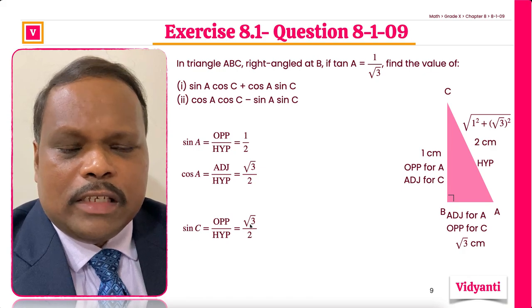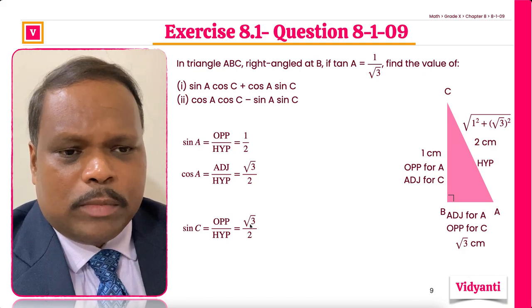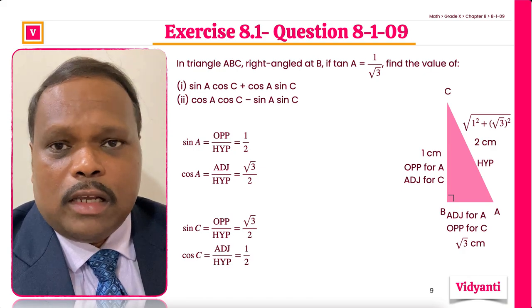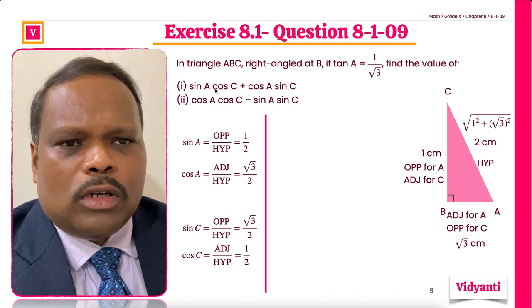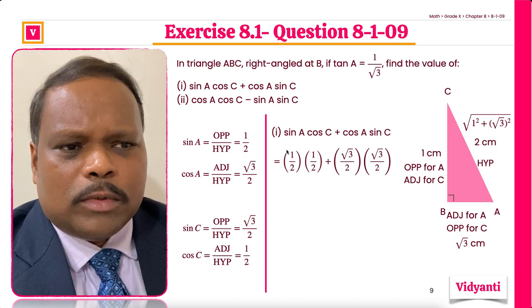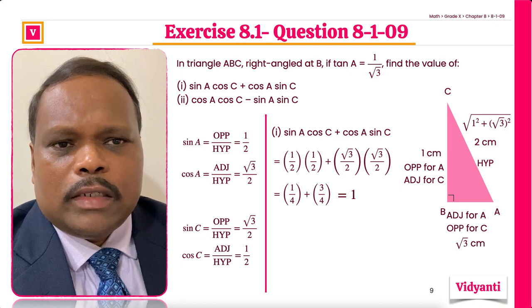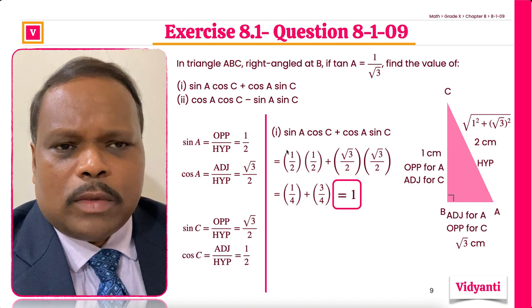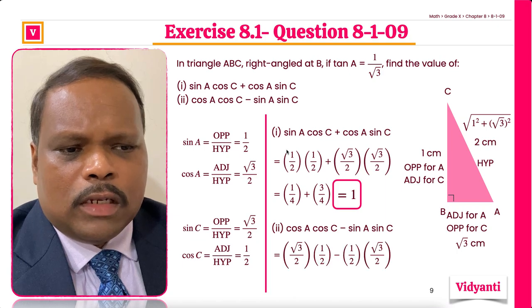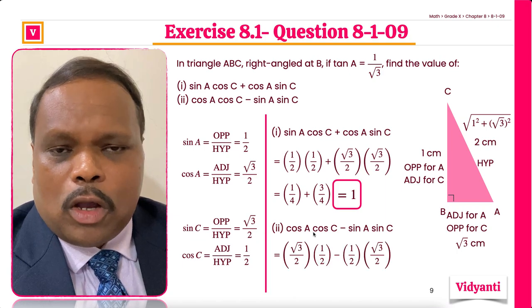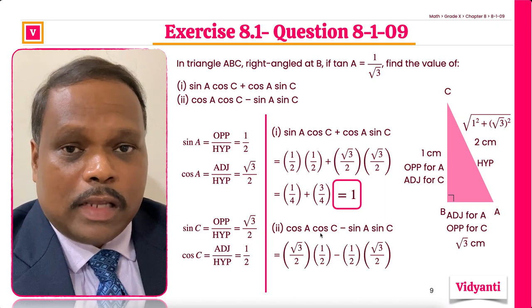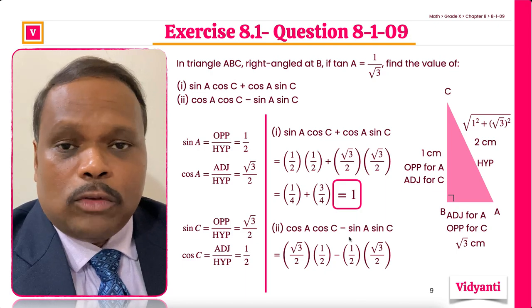Similarly, sine C, which is the other angle, they will simply flip and that will come out to be exactly opposite. So now sine A cos C we will simply substitute and evaluate the value, and the second one also, it's a matter of substitution. Once we evaluate cos of A and C, sine of A and C, then we have those values ready.